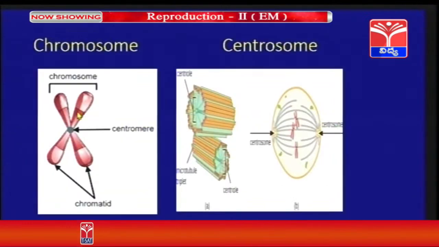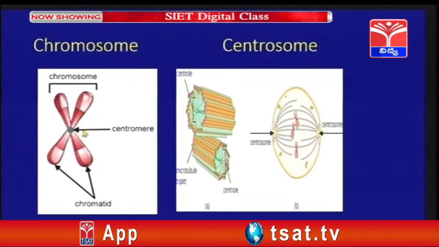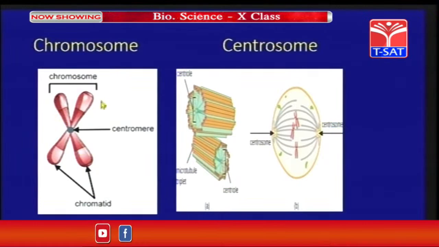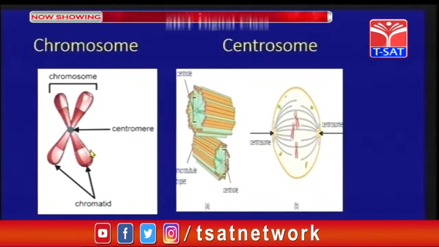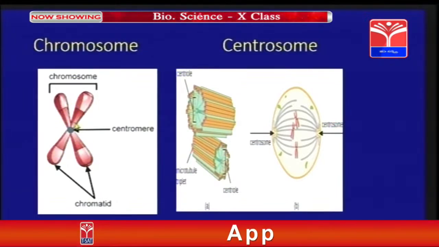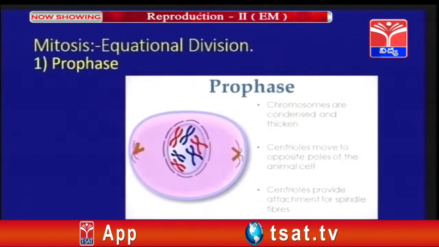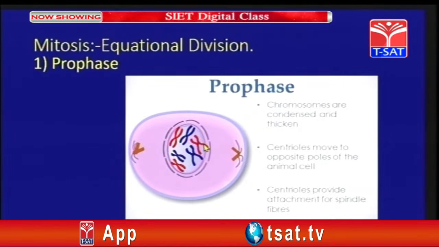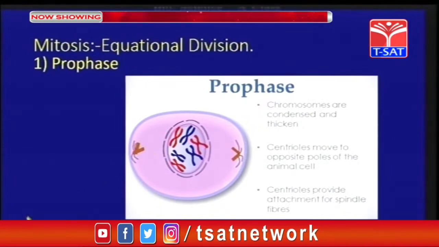Yes, children, you can see over here, this central part is called the centromere. Attached to the centromere, we have chromatids. That means we have a pair of chromatids. These two arm-like structures are called chromatids, and in the center we have the centromere. As you can see over here, this is the chromosome and these are the chromatids, and in the center we have the centromere.